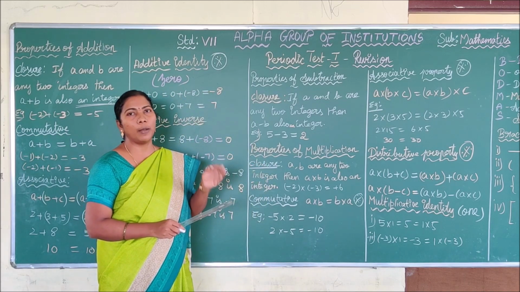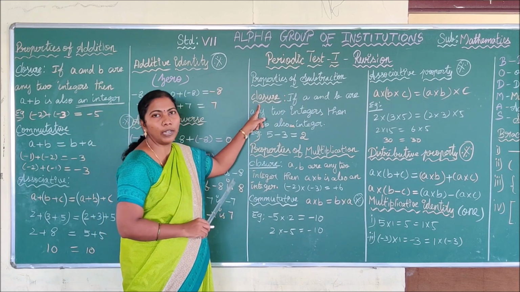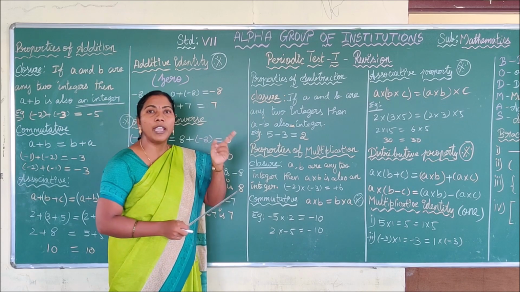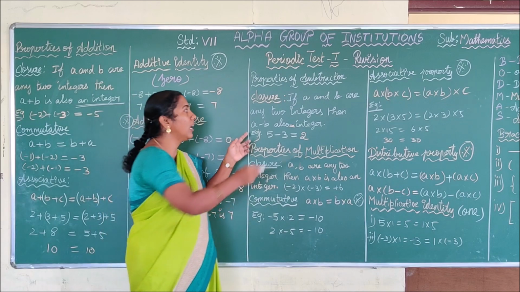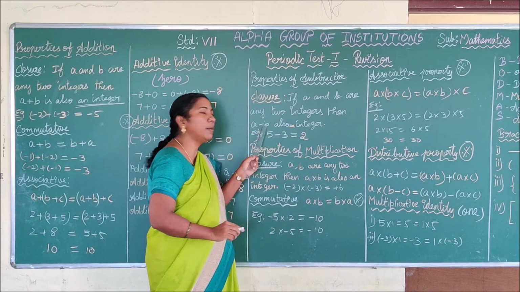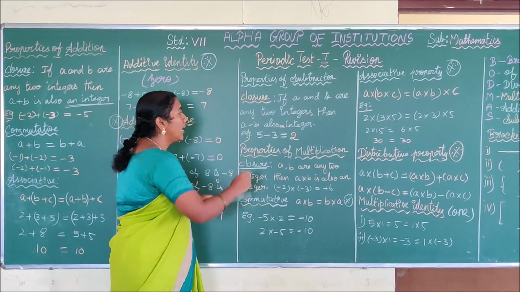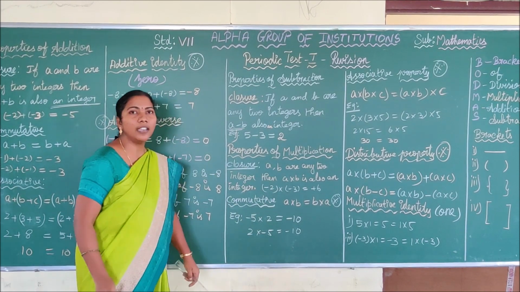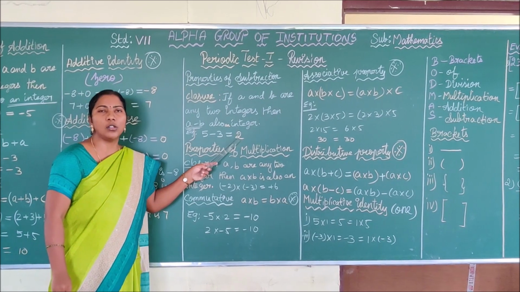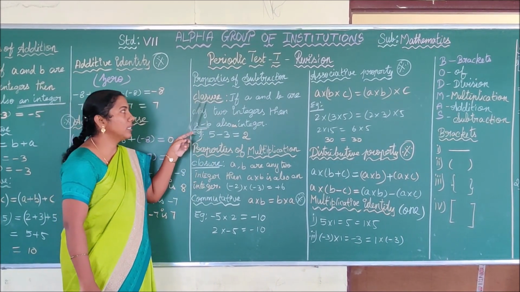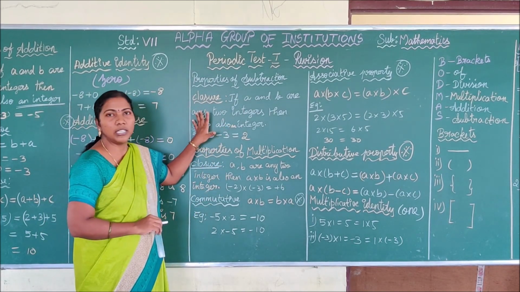Next we are going to see properties of subtraction. For the operation subtraction, we have only one property, that is closure property. What is closure property of addition? If a and b are any two integers, then a plus b is also an integer. Here we have subtraction, so you have to replace the plus by minus. If a and b are any two integers, then a minus b is also an integer. For example, I am taking two integers and subtracting, I get one result. The result is also an integer. This type of property is called the closure property for the operation subtraction. That's all about the properties of subtraction, children.